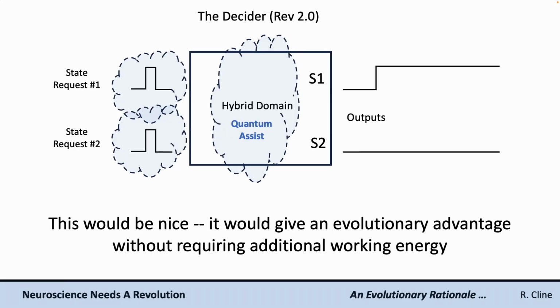Well, it would be nice if there was a quantum assist in a hybrid system for making decisions like this. And if state representations in the brain had a quantum aspect to them, and perhaps if you have two potential future state requests and they are somehow superposed and entangled, this would give an evolutionary advantage at no extra energy cost.